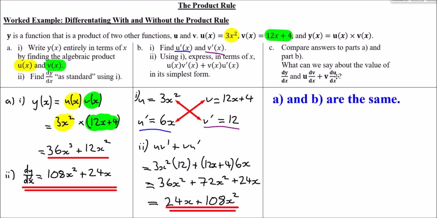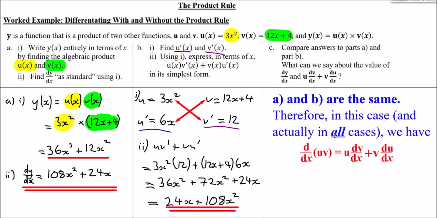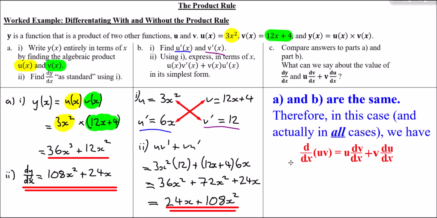Therefore, what can we say about the value of dy/dx and u dv/dx plus v du/dx? We can say that, at least in this case, and actually in all cases, if we differentiate uv, we get u dv/dx plus v du/dx. And of course, this is in fact the product rule. So this just shows that the rule works in this particular case. The leap of faith, as we'll see later, hopefully, will convince us that in all cases it does hold. d/dx of uv is u dv/dx plus v du/dx.